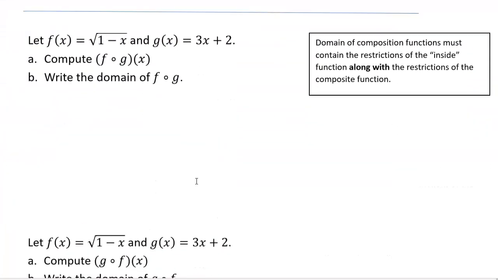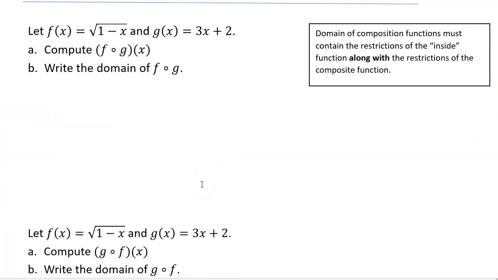Let's get into the algebra. When we get into the algebra of the functions, it gets a little bit more difficult because you do have to think about your domain in addition to the composition. So in this first example, we're given an f of x function of square root of 1 minus x, and a g of x function of 3x plus 2. They want us to find f of g of x. So that's putting the g function inside the f function.